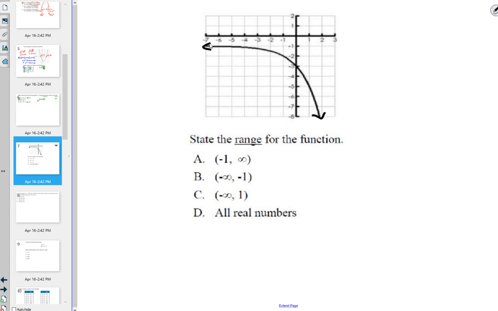Range means what are the y's doing? So how high and how low? And this is interval notation, so we actually have to go from low to high. How low is this going? Negative infinity. How high is it going? To -1. Is it touching -1? Not if there's an asymptote. So which one of these says negative infinity to -1? Right, Kiara?